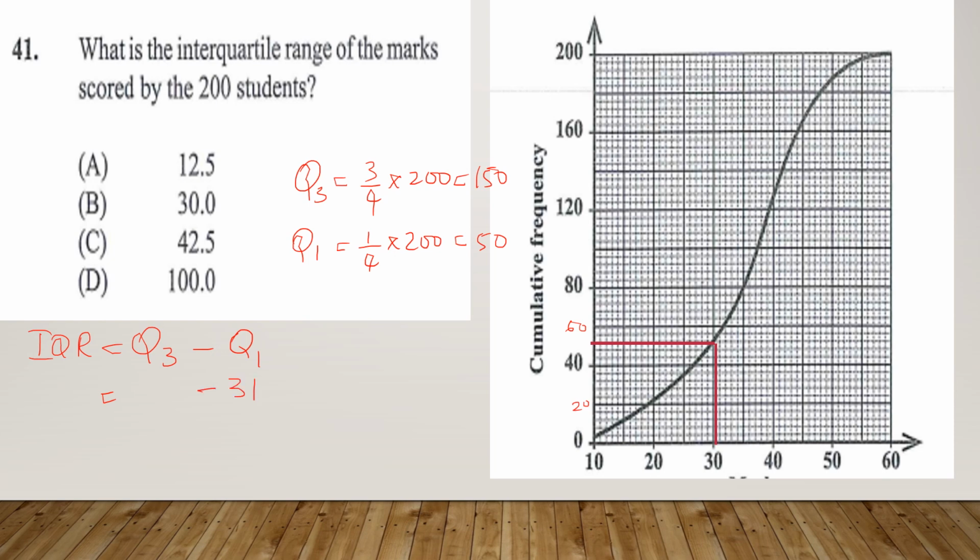Okay, now Q3 is 150. So 80 and 120 is 200, that's 100. 120 and 160 is 280. Half of that is 140. So that means our 150 is going to be here in the middle. We're going to draw our line, come down, and read what we see here. Notice that here is 45. So 40, 41, 42, 43. So we read 43. 43 minus 31 is 12. So the closest possible answer to that is A.